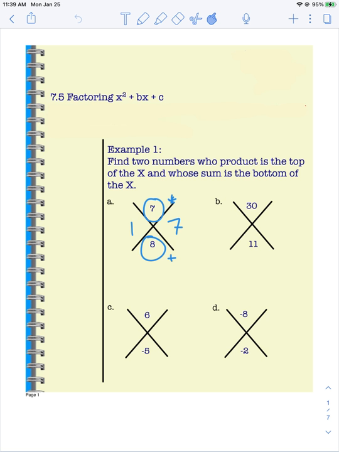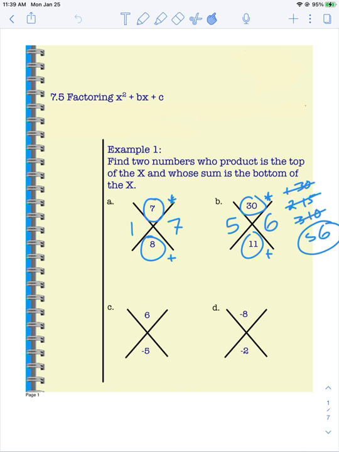All right, example B, we're finding numbers that multiply to 30 and add to 11. Now let's think of some factors of 30. I have 1 and 30, 2 and 15, 3 and 10, and 5 and 6. Now I look at the factors and I think, which two add to 11? 1 and 30 do not. 2 and 15 do not. 3 and 10 do not. So it would be 5 and 6. In this case, 5 and 6 are my magic numbers. They multiply to 30 and add to 11.